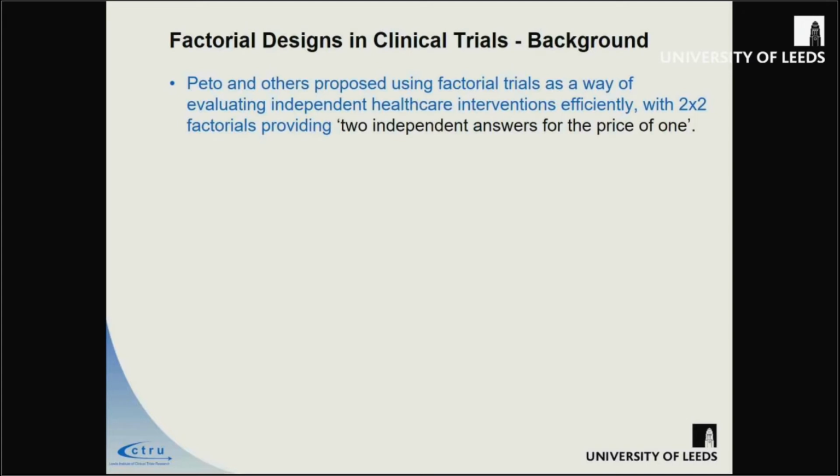So to give you a bit more of the context as to where I was coming from and why I was having an argument about these things rather than them being fairly obvious, roughly in the 1970s, Richard Peto came up with the idea that you use factorial clinical trials as a way of answering two independent questions for the price of one.